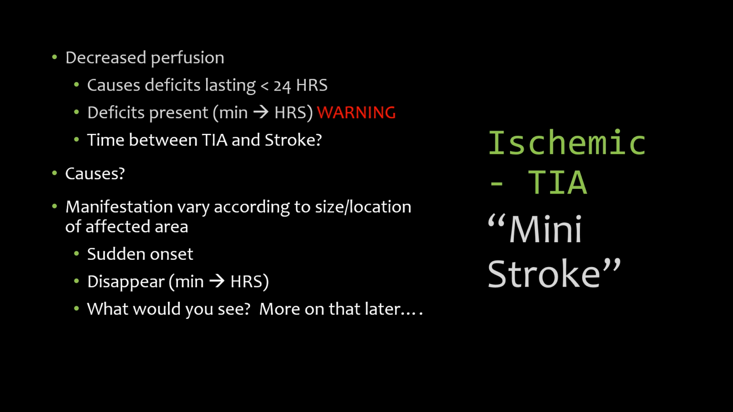And again, the time between a TIA and a stroke can vary. So someone may have what's called a mini stroke or a TIA, and then very shortly after have a full-on stroke. There's a couple of causes, and this could be due to inflammatory artery disease. Sickle cell is another thing, atherosclerotic changes in the blood vessels, thrombosis, or emboli. Again, neurologic manifestations depend on the location of the brain where it's occurred and the size. Please know they will have a sudden onset. Manifestations tend to disappear from a few minutes to hours, up to 24 hours. And what you're actually going to see, we're going to talk more about when we get to the manifestation section.